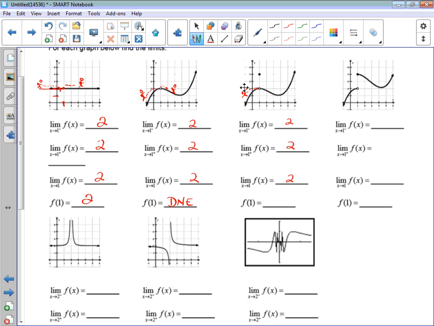Okay, then the f of 1. What does y actually equal when x equals 1? 4. Yes.